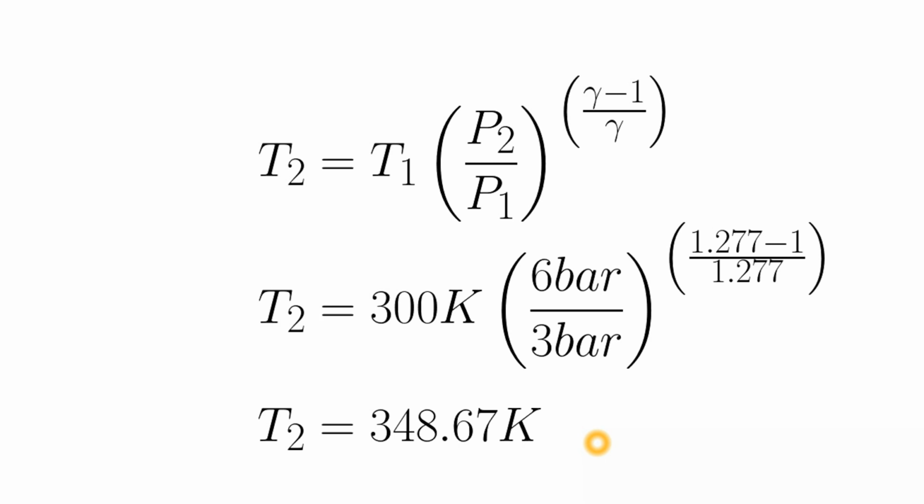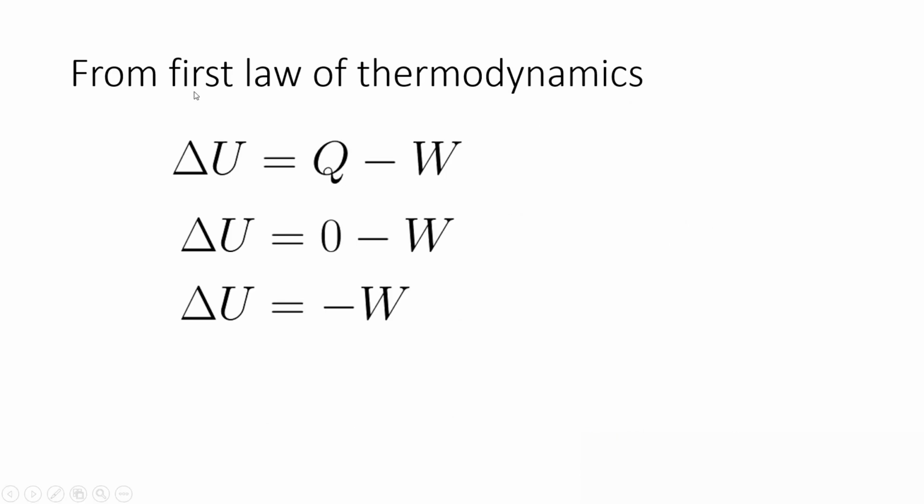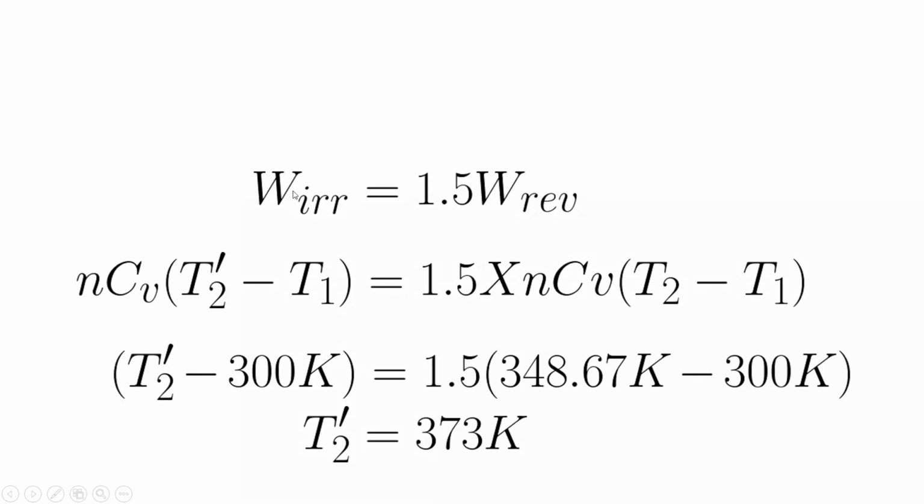This is the final temperature when we go with the reversible process, but in the question they are asking about the irreversible process, and they have given one more thing. We will check for that. Now from the first law of thermodynamics we know that delta U is equal to Q minus W. We generally take Q equal to 0 for an adiabatic process, so delta U is equal to W in the case of an adiabatic process, right? And we have been given one more thing. We have been given W irreversible is equal to 1.5 times W reversible. They have given this in the question.